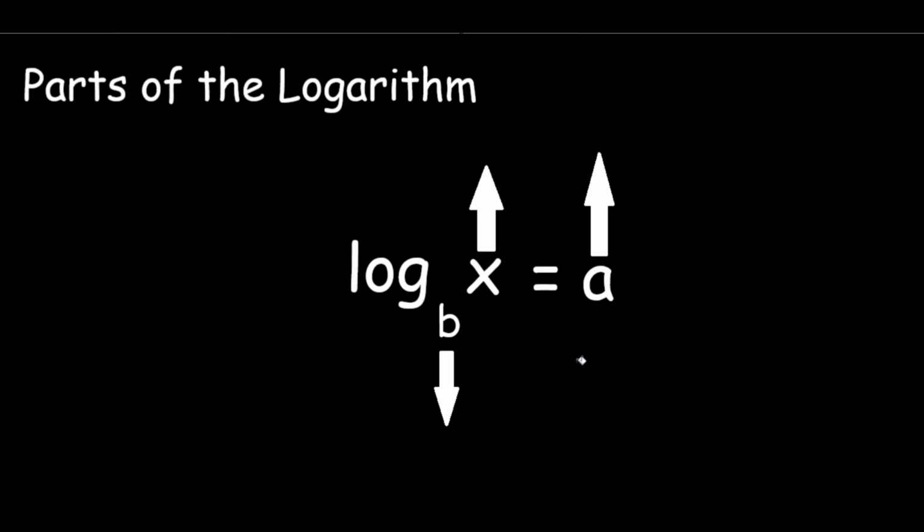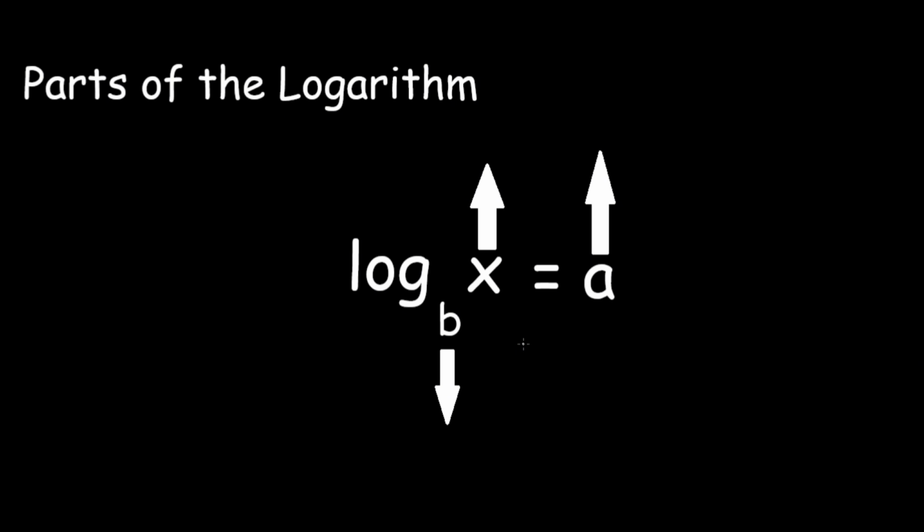Now let's review the parts of the logarithm. Here we have the log. Alright, so going back to what I was saying, here are the parts of the logarithm. First we have b, which is our base value, the number that we're going to put an exponent on, and x will be our argument, which is the value that we arrive at after we put the exponent onto the base. Here, a is our last value, which is the exponent.